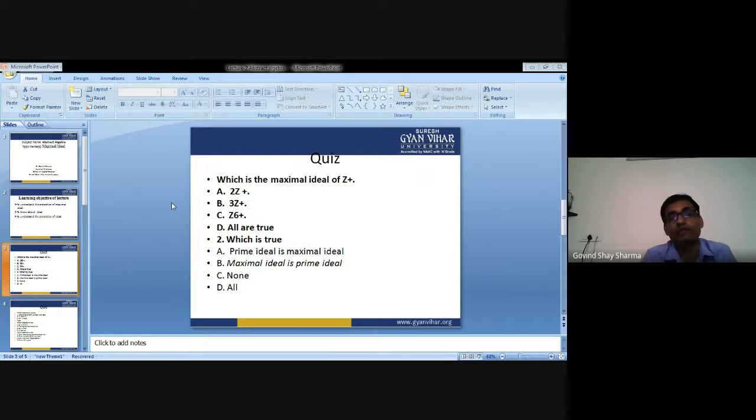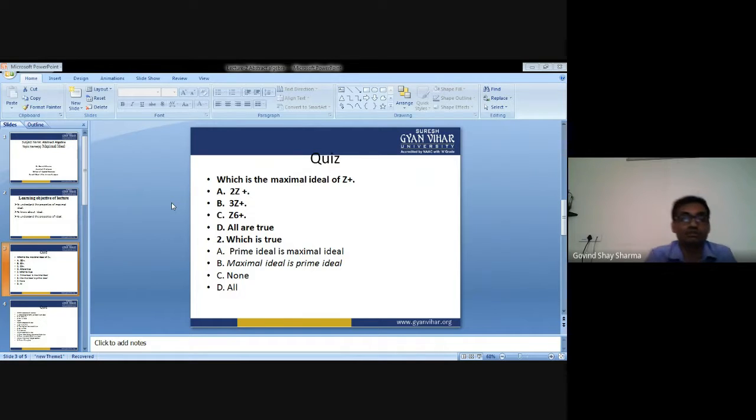This is right. Now B. If we discuss B, then B is also a maximal ideal because 3 is a prime number, and a prime ideal is always a maximal ideal. There is no other subset between Z and 3Z which contains the elements of 3Z. So 3Z is also a maximal ideal.